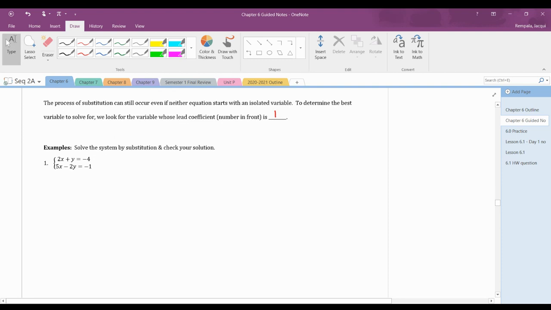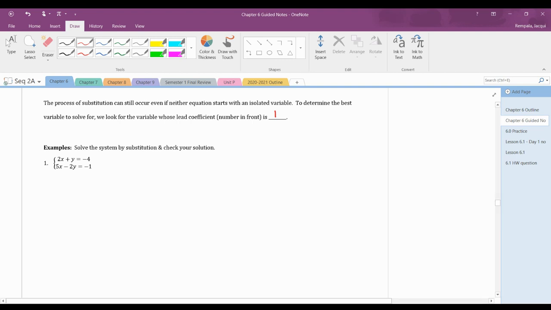So our directions say to solve the system by substitution and then check your solution. Well, if I'm looking at this equation, we've got 2x plus y equals -4 on the top. On the bottom, we have 5x minus 2y equals -1. So right off the bat, I don't see an equation where it says x equals or y equals. So that's why we have to first get a variable by itself. So like I said, we want to look for a 1 in front.